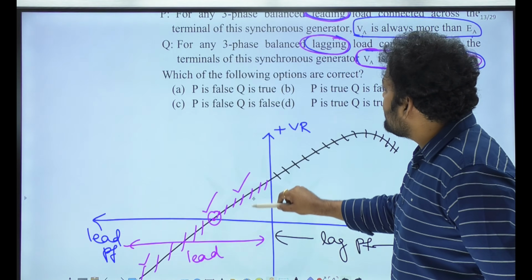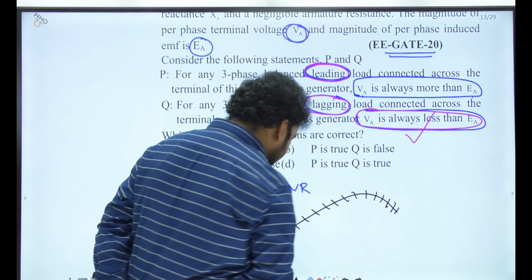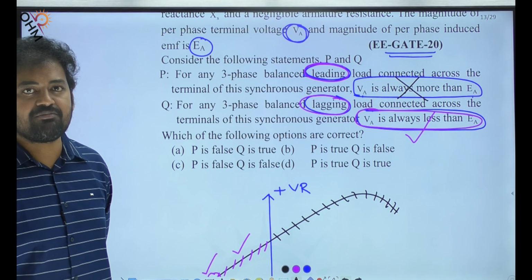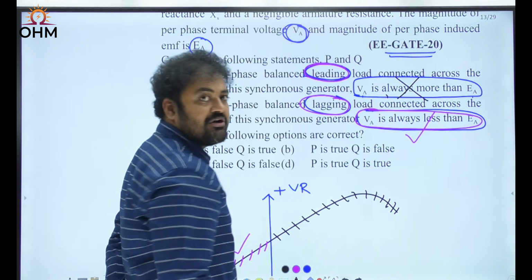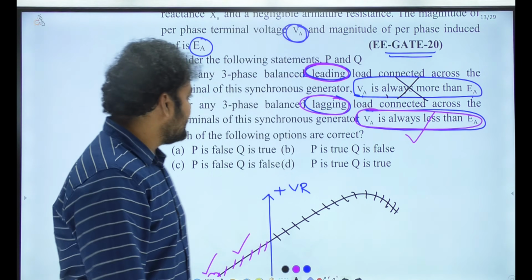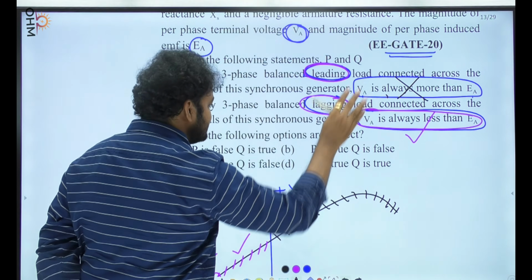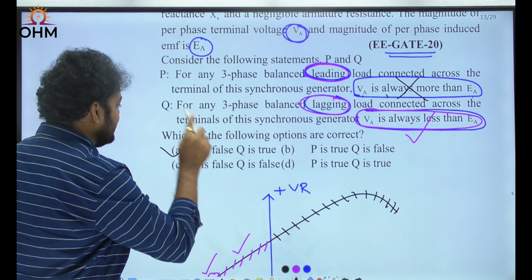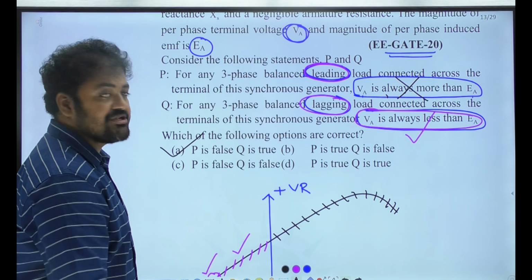That means the first statement is not correct, because they said VT is always more than EF. That is not a correct statement. It can be more than EF, it can be less than EF, it can also be equal to EF, because all three possibilities are there. It depends upon the amount of leading power factor. So what is the correct answer now? P is false, Q is true. Therefore, option A is the correct answer. That's all. It's about the voltage regulation concept.